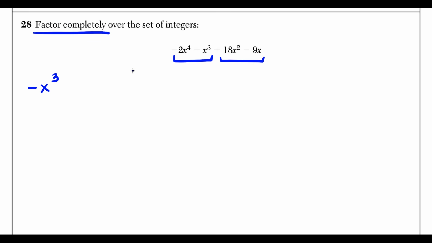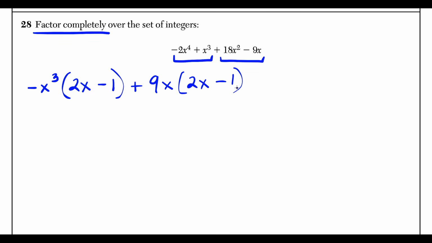Now, I prefer to take out a minus x to the third because I like when my leading term is positive. And if we take out minus x to the third, we're going to have 2x minus 1 like this. And now on the second set of terms here, we could factor out a 9x. So we take out the 9x, and here we'd be left with 2x minus 1. So for factoring by grouping, when you have matching leftovers, that means you're on the right track.